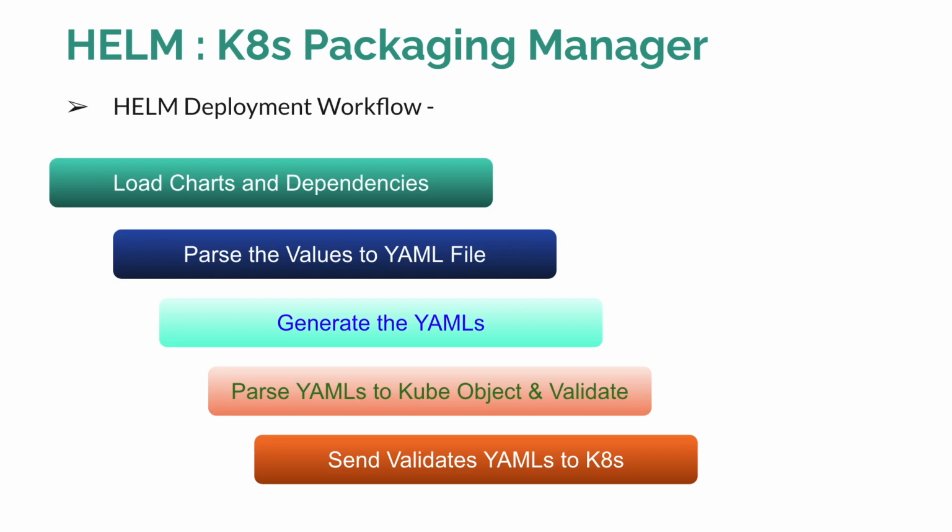Helm will not wait for the Kube API server to spin up all the resources. No. As soon as the validation is done, it will send the YAMLs to Kubernetes and after that, Helm will show you the status of your deployment. It will not wait for the resources to be created in Kubernetes. This is the complete deployment workflow that executes once you run the command helm install and define your chart.